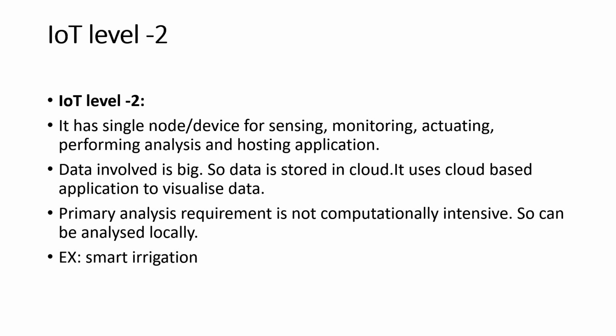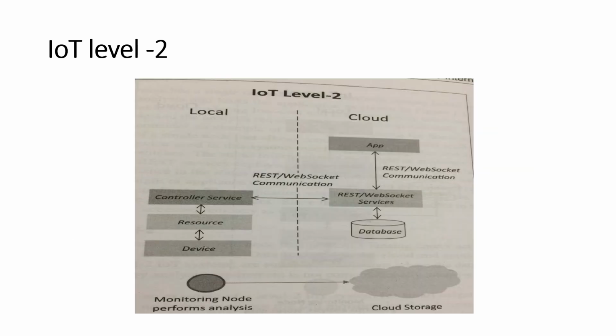IoT level 2. It has a single node device for sensing, monitoring, actuating, performing analysis and hosting the application. Data involved is big, so data is stored in the cloud. It uses a cloud-based application to visualize data. The primary analysis requirement is not computationally intensive, so it can be analyzed locally. For example, smart irrigation. Here you can see the IoT level 2: device, resource and controller service are connected with the REST WebSocket services. The database is connected with the WebSocket services and with the application.